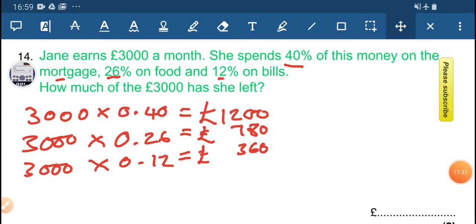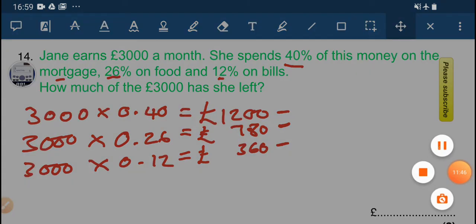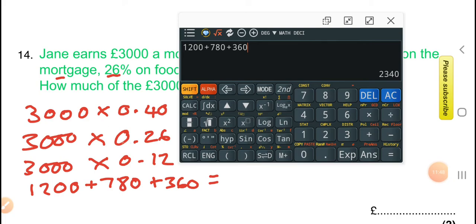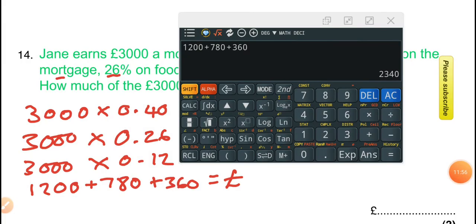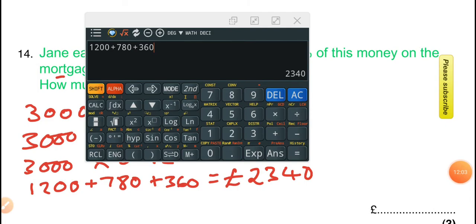So now we can see she paid £360 for her bills. So the £1,200 was her mortgage, £780 was on food, and £360 on bills. That's her total expenditure. So we now have to add these three figures together. As you can see on my screen, I have in my calculator added the three figures together, and the total comes to £2,340. So that's how much she spent.